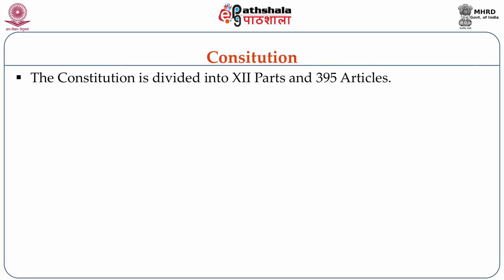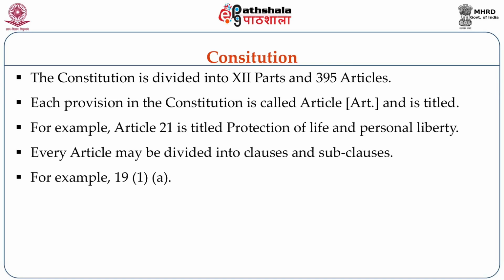The Constitution is divided into chapters, but these chapters are called parts. We have 12 parts in the Constitution. Each part of the Constitution has several provisions. Each of these provisions is called an article. There are 395 articles in the Constitution. Every article has a title.